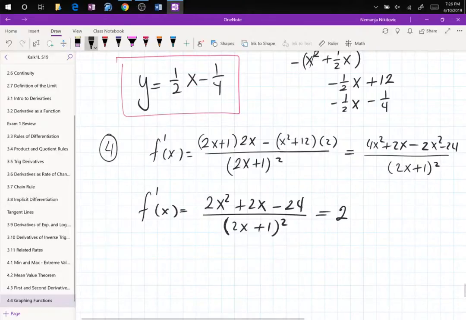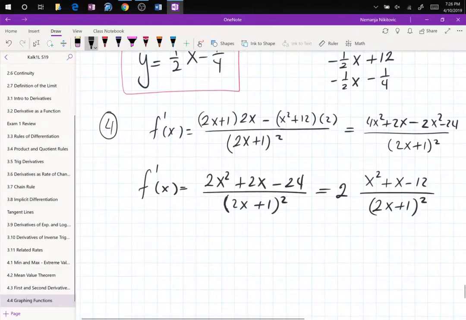Right, 2. I'm going to kick 2 out just to have x squared plus x minus 12 over 2x plus 1 squared, just because I can. And this is my first derivative. Gets the box. Now I have to do the second derivative.